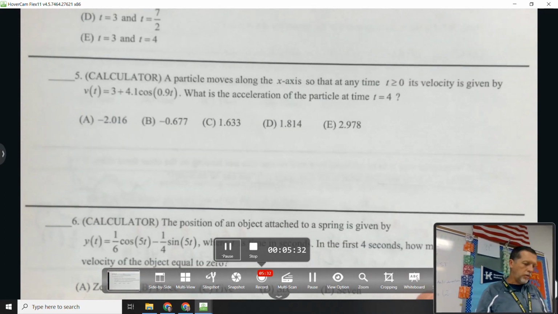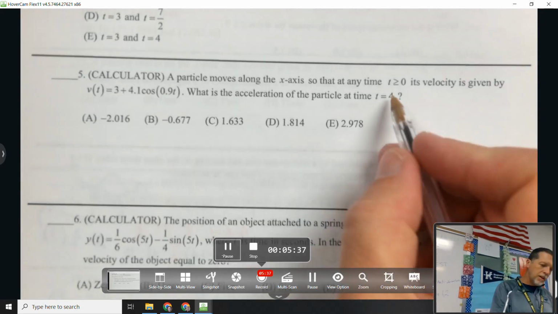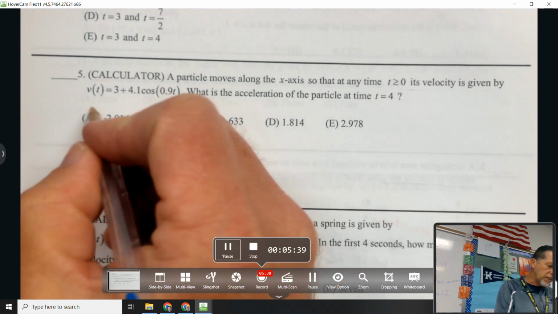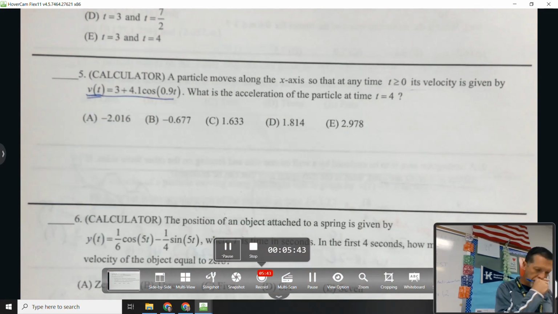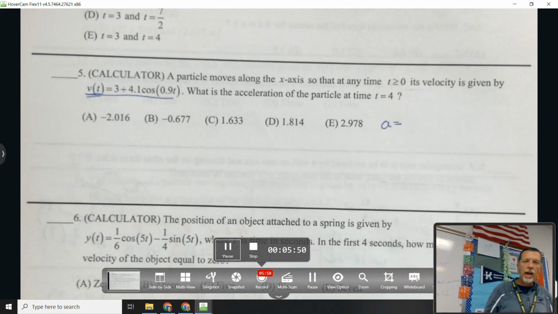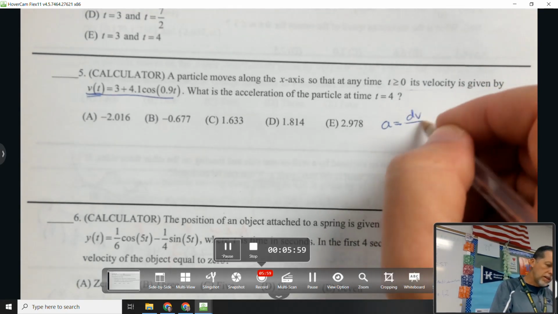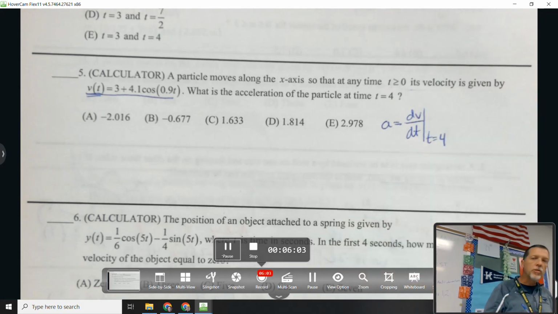Number 5, with calculator. A particle moves along the x-axis so that any time t greater than 0, its velocity. Okay, so I'll be looking at velocity. What is the acceleration of the particle at time equals 4? Well, how do I get the acceleration if I know the velocity? The derivative. So I want dv/dt at t equals 4.